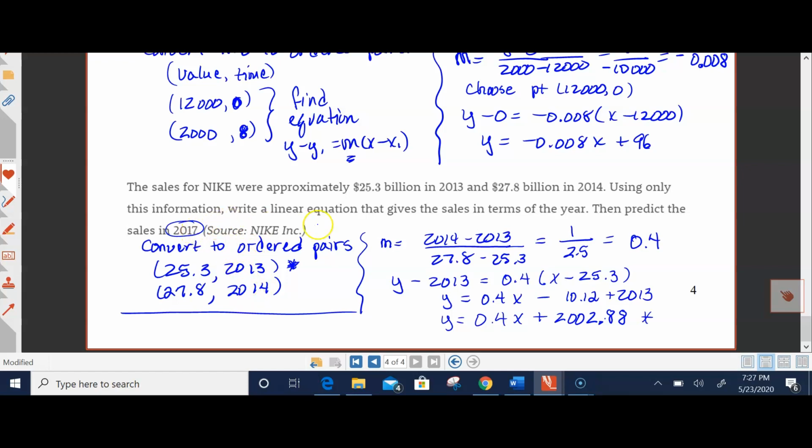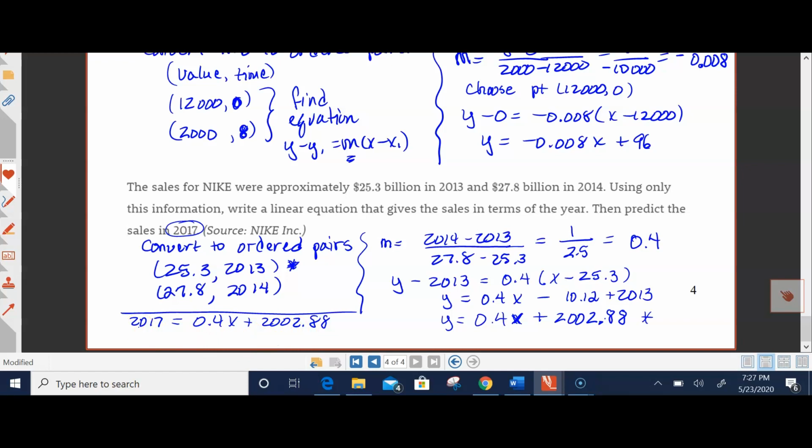So I'm going to plug in the 2017 in place for y, and I'm going to need to solve this guy for x because x represents the sales. So I'm going to put 2017 for y. And now I'm going to have to solve this equation for x. So I'll need to subtract the 2002.88 on the other side.